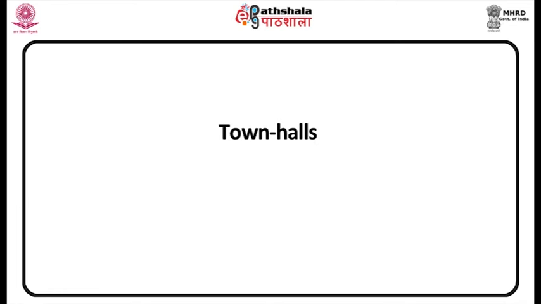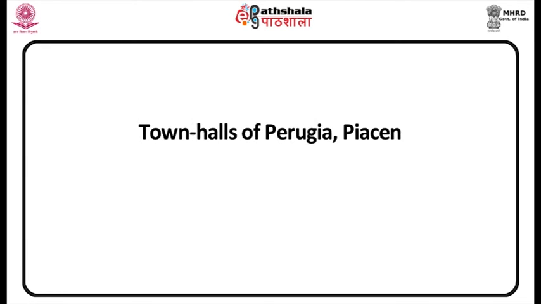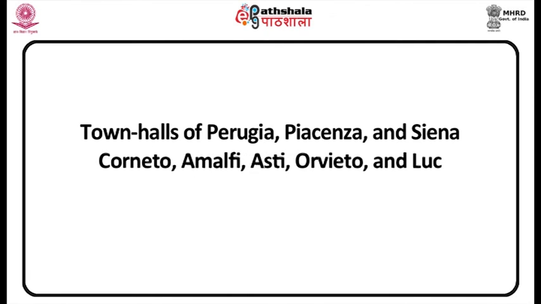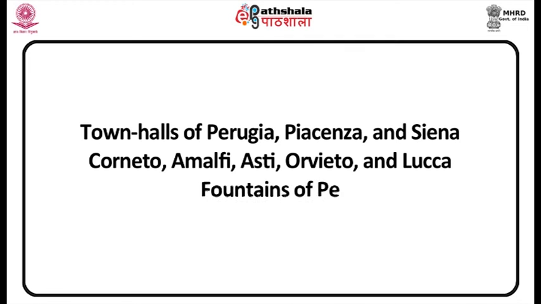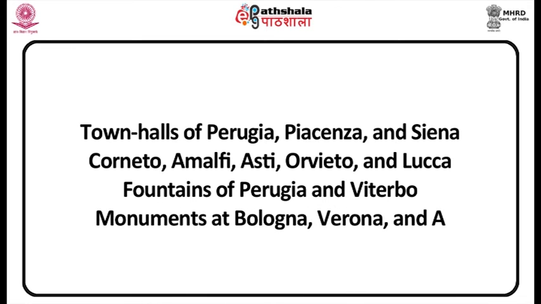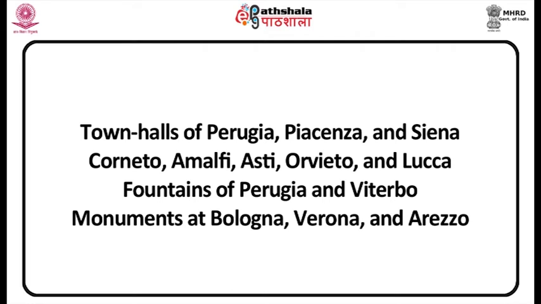The town halls of Perugia, Piacenza, and Siena, and many houses of these cities, and at Corneto, Amalfi, Asti, Orvieto, and Lucca. The fountains of Perugia and Viterbo, and monuments at Bologna, Verona, and Arezzo may be named as evidence of the interest which the national art affords to the architectural student even in Italy.